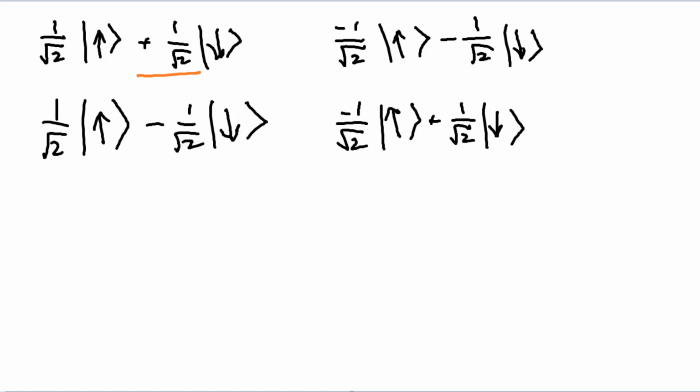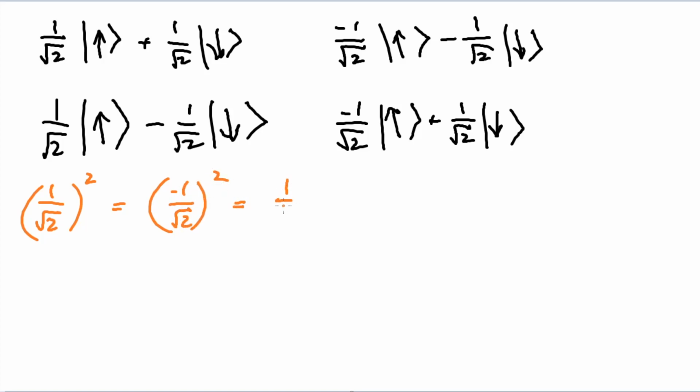by -1. However, if we consider things from a probability perspective, what is quite curious is the fact that when we take 1 over root 2 and say the probability of getting, let's focus on spin down here, the probability of getting spin down is (1 over root 2) squared for our first one, which is equal to (-1 over root 2) squared, which is equal to 1/2. So the probability of getting spin down here is 1/2. And the same goes for spin up in this particular case.